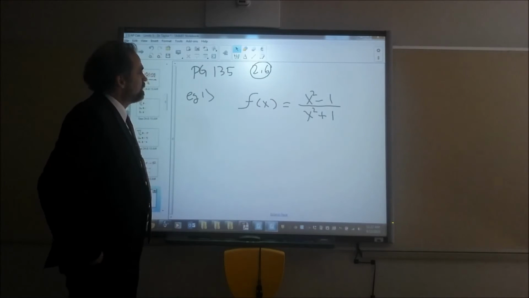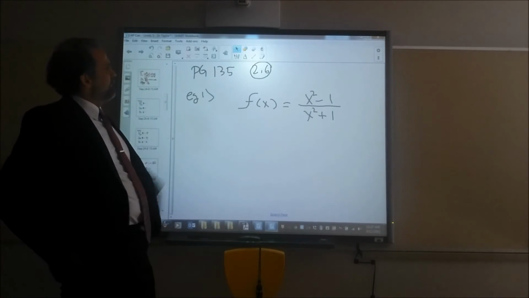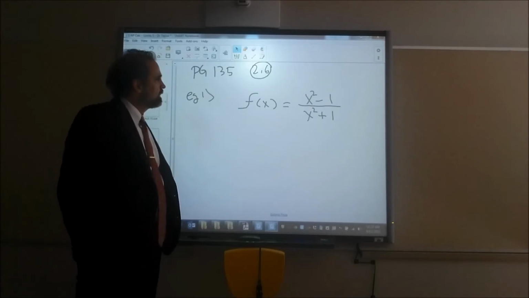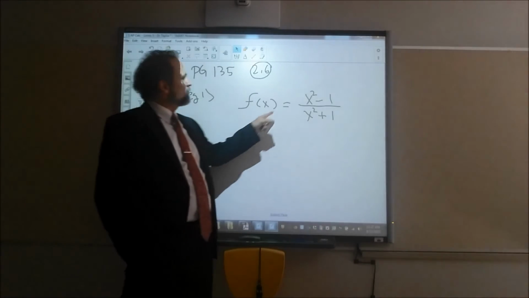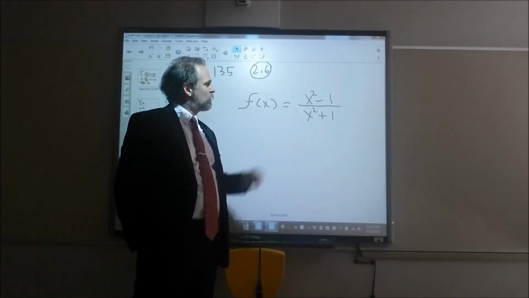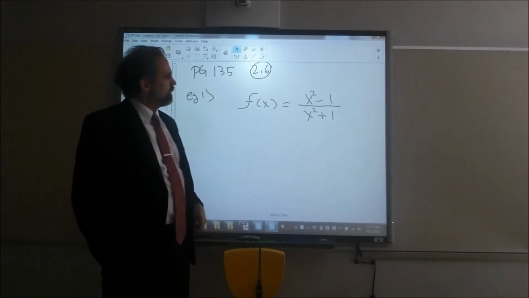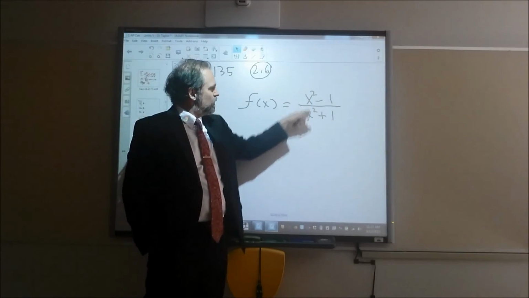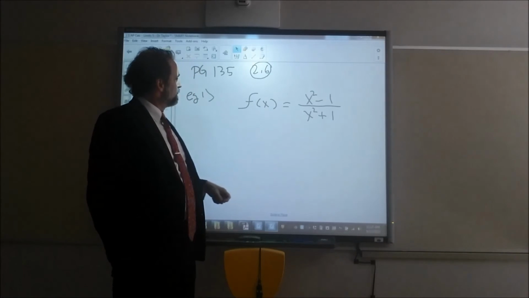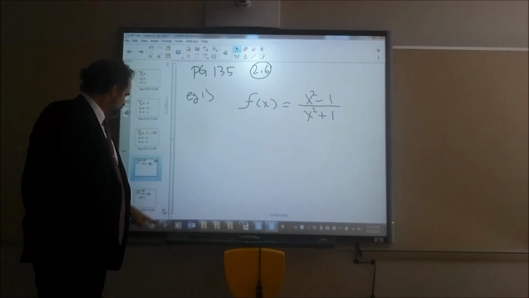So let's look at this. And again, this is not the book you're in, all right? So f of x is equal to x squared minus 1 over x squared plus 1. Well, normally I would ask, can I factor that? No. Right? No, you can't.